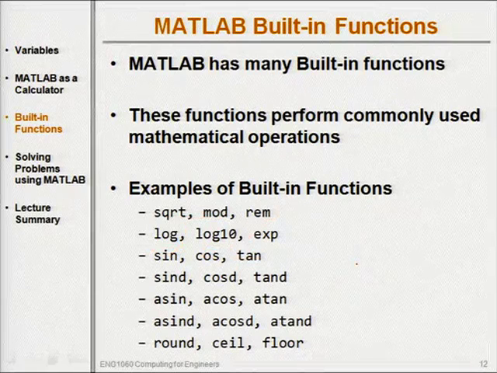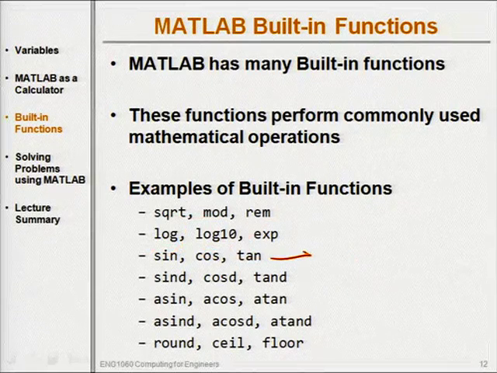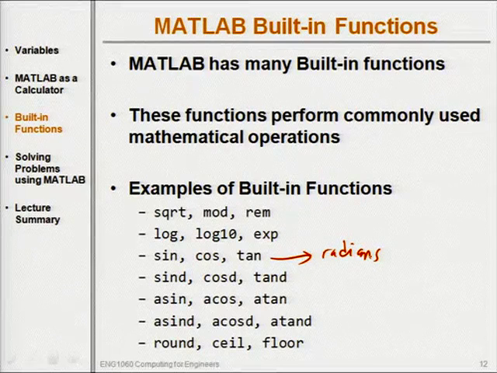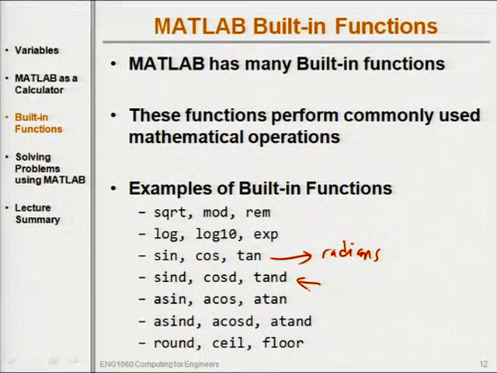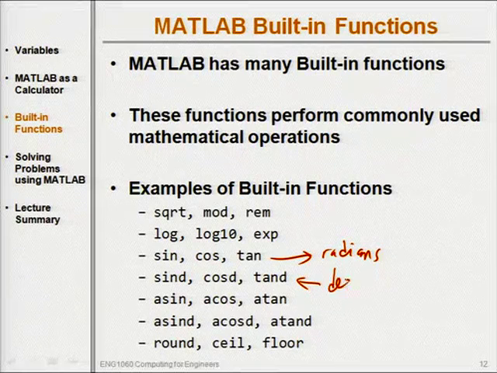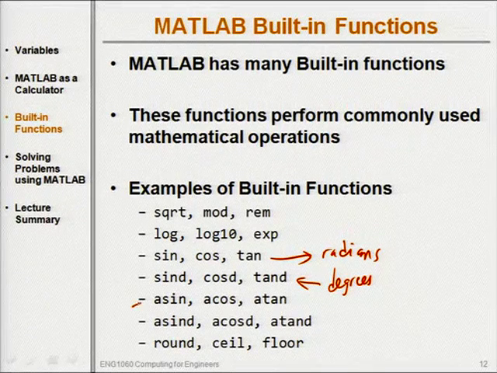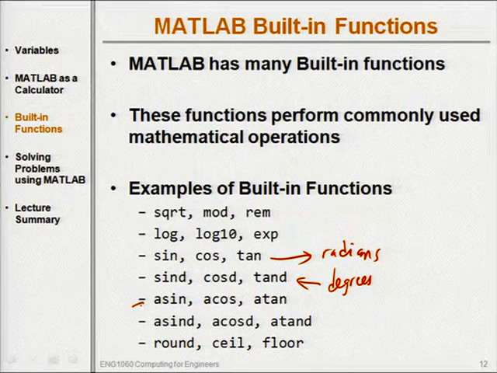The default in MATLAB will work in radians. So sine, cos, and tan will all work in radians. If you want to do the cos and sine in degrees, you have two options. One, you can convert your angle from radians to degrees by multiplying with 360 over 2 pi, etc. Or you can use the commands sind, cosd, tand, and these work in degrees. And asin, acos are the inverse sine and so on.